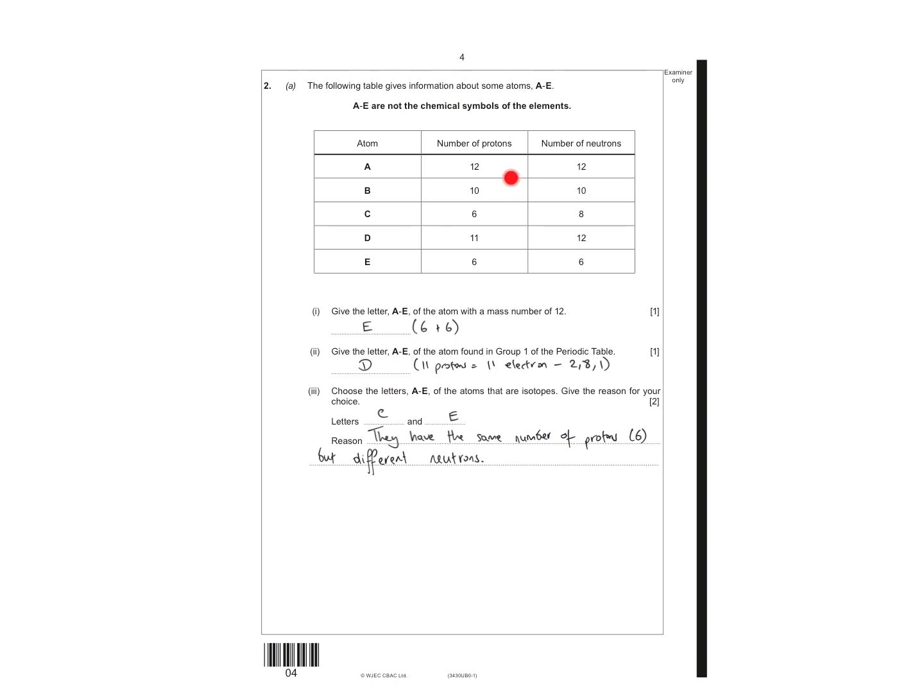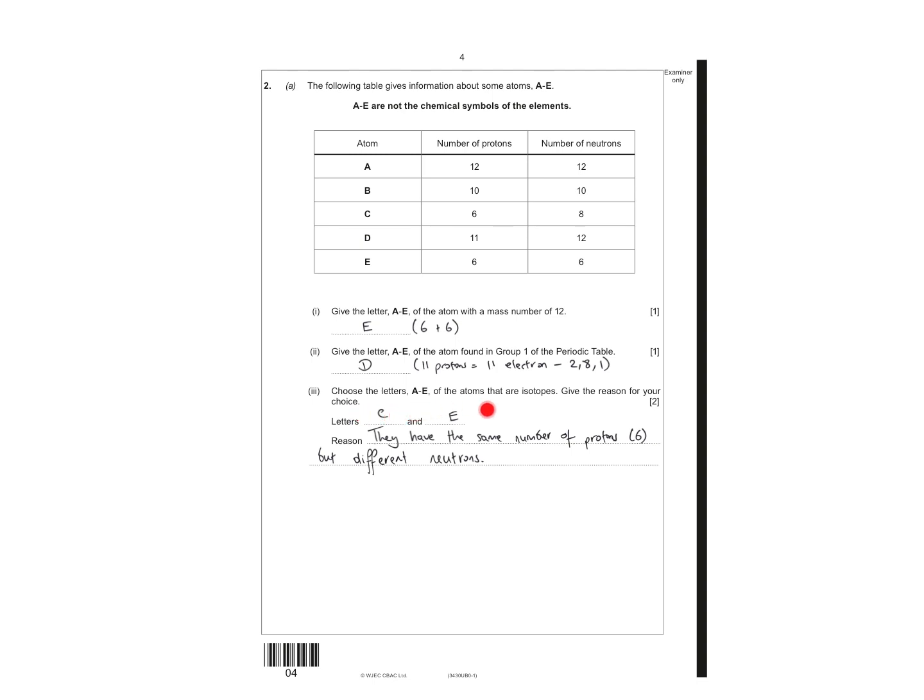The other way that I could work this out is I could use the proton numbers to work out what element they are, and then use the periodic table to work out, well, which element is in group 1. So for example, if you have a look at your periodic table, A has 12 protons and magnesium has 12 protons. Magnesium is in group 2, so it's not A. B, 10 protons, is neon, that's group 0. C and E, 6 protons, that means we're carbon, which is group 4. And D, 11 protons, is sodium, which is in group 1.